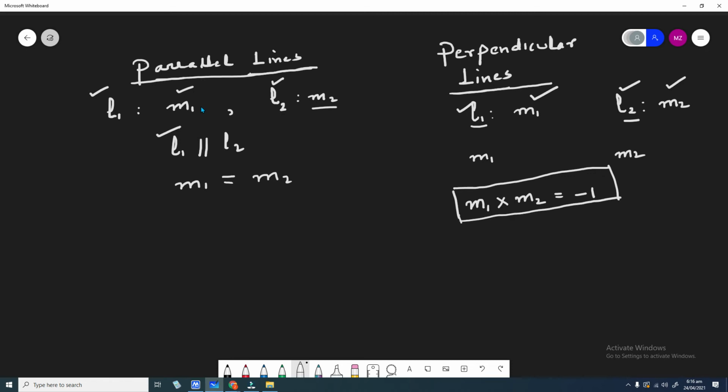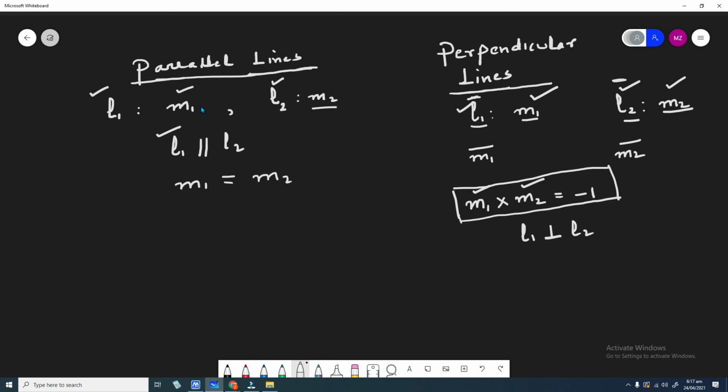I repeat it once again: if you are given line L1 with slope M1, and line L2 with slope M2, and you are asked to find out whether these lines are perpendicular or not, then you need to find the slope of line L1 and denote it by M1, and then find the slope of L2 and denote it by M2. Then you multiply the slopes of these two lines, and if you get -1 by multiplying M1 and M2, then we say that L1 is perpendicular to L2. This is the symbol for perpendicular.